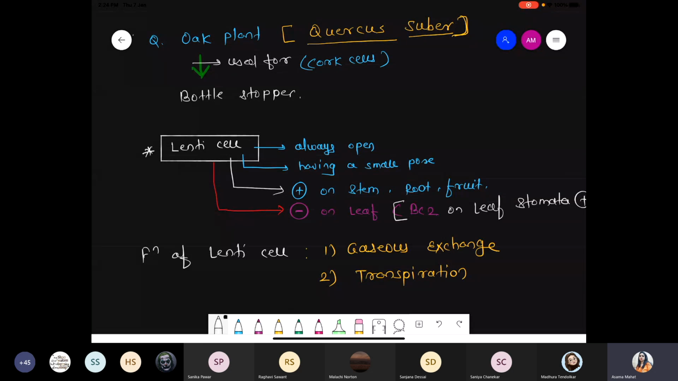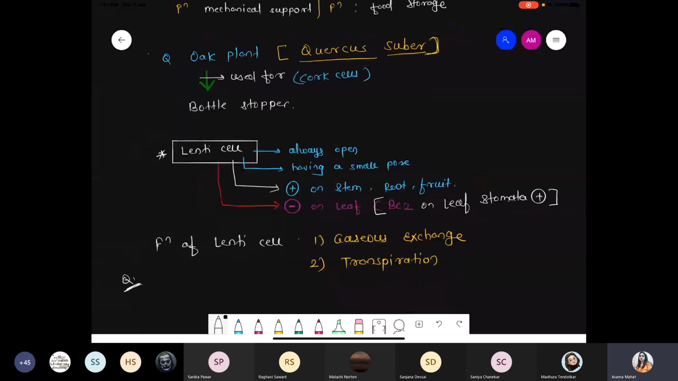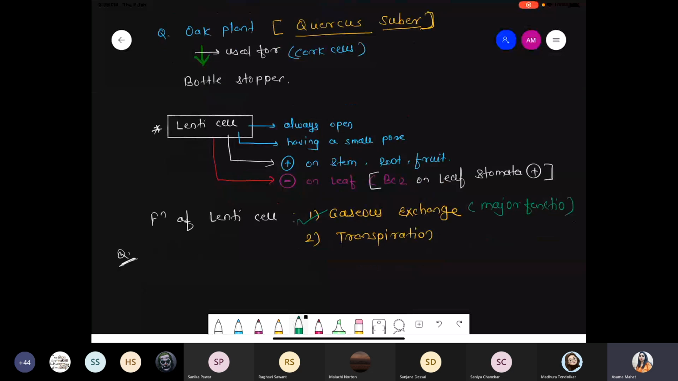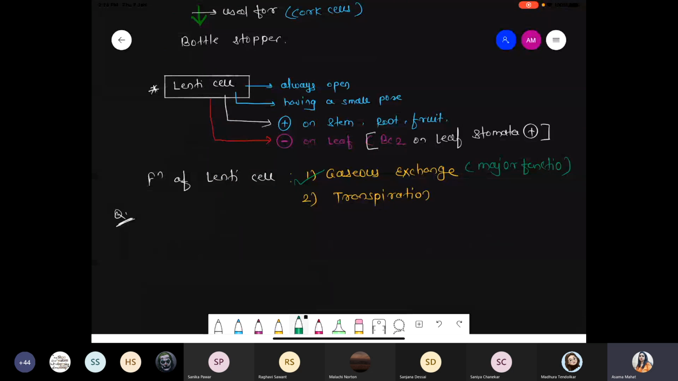Question: in the morphology chapter, again we discuss the lenticel part, because lenticels play a very important role during gaseous exchange. So please remember, stomata and lenticels are functionally similar. Stomata are responsible for transpiration and gaseous exchange; similarly, lenticels are responsible for gaseous exchange and transpiration. But please make sure, gaseous exchange is the major function of lenticels, which are always open. Got it? Lenticels are a specific type of cell present on stem, root, fruit, always open, with a small pore, responsible for gaseous exchange and transpiration. Clear? Clear this part?